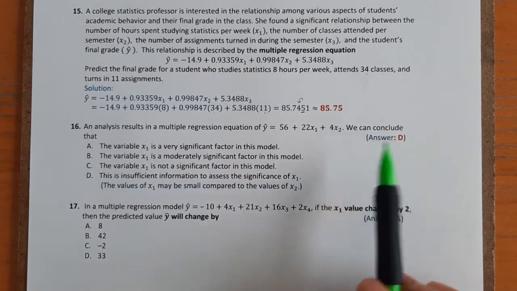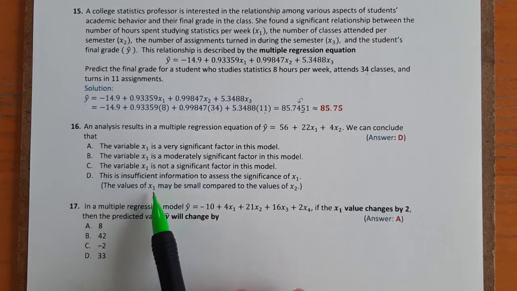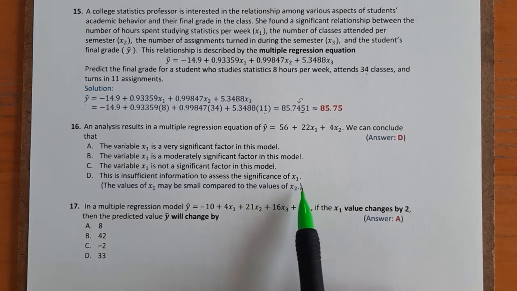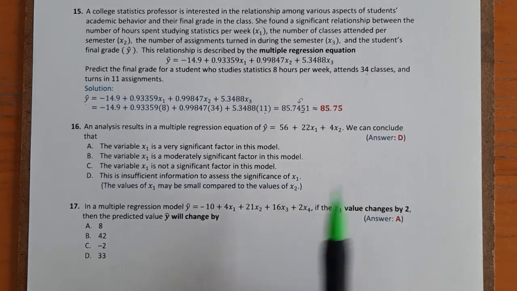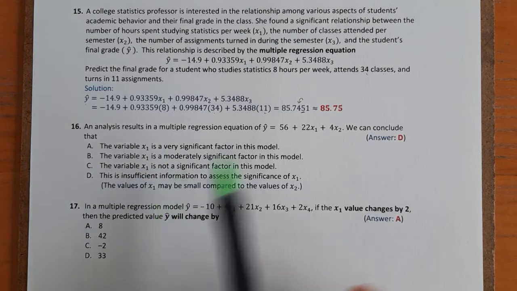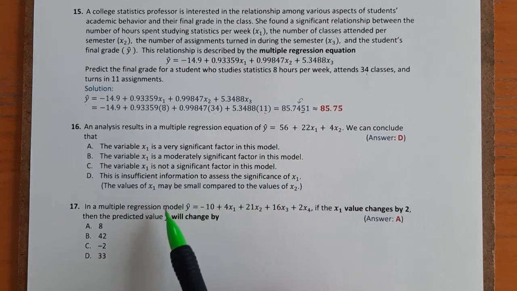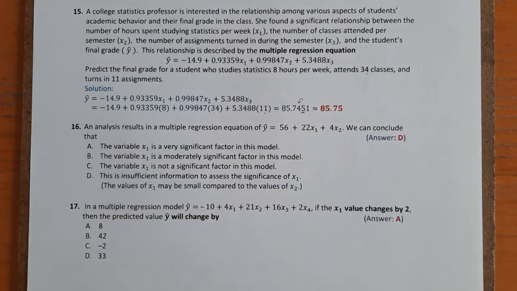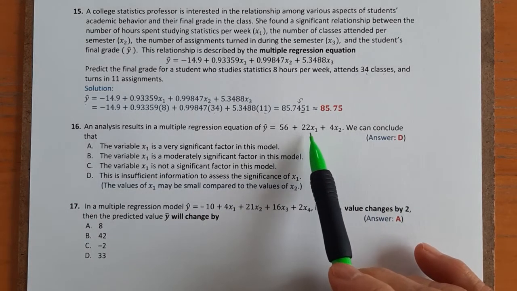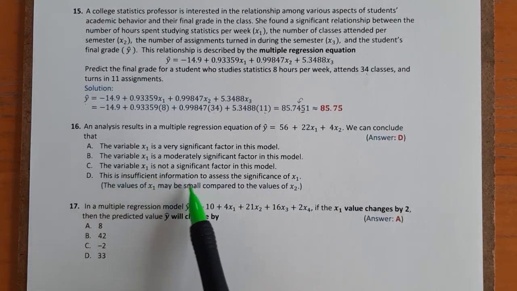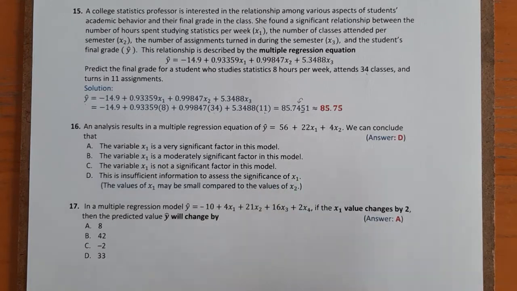Answer is D, because the value for x1 may be small compared to the value of x2. So the value of x1 may be larger than x2, or maybe smaller compared to x2, maybe smaller or larger. We don't know. So which one is significant? Probably x1, probably x2. So there is insufficient information to assess the significance of x1.